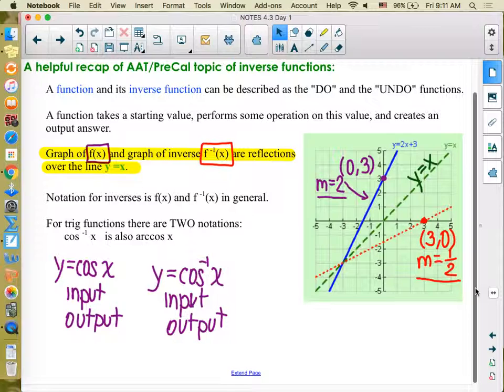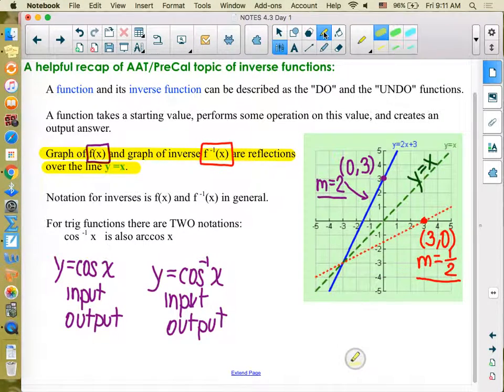Trig functions, which is where we're going to look today, have two notations for their inverse. You saw last year both notations. So inverse cosine can be written as cosine with that negative one, that inverse inside, and also arc cosine. So either one, and your book will use both, and I'll use both.